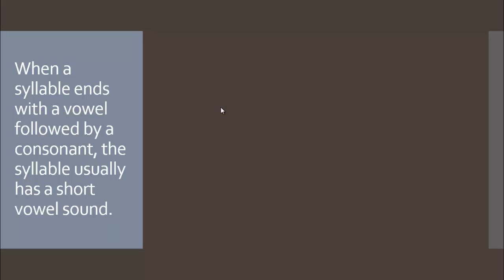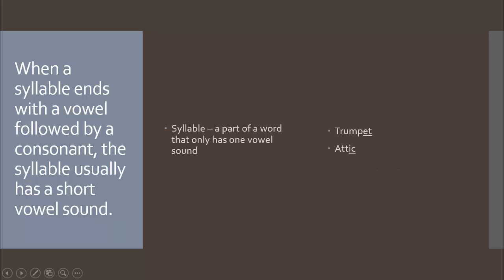And so in a bigger word, when a syllable ends with a vowel followed by a consonant, the syllable usually has a short vowel. Just as a reminder, the syllable is a part of a word that only has one vowel sound. Okay, just as a reminder to you what a syllable is. So let's take a look at some examples of that.